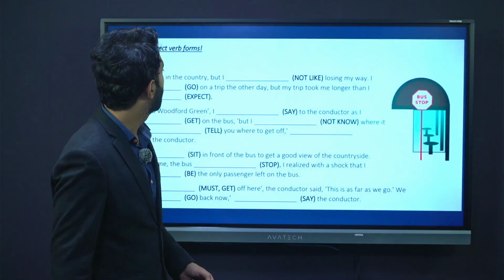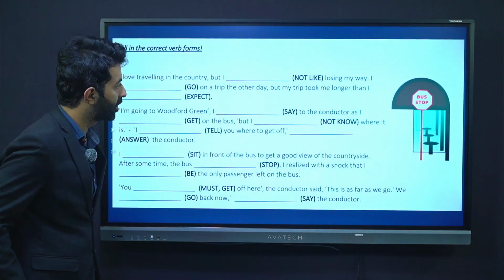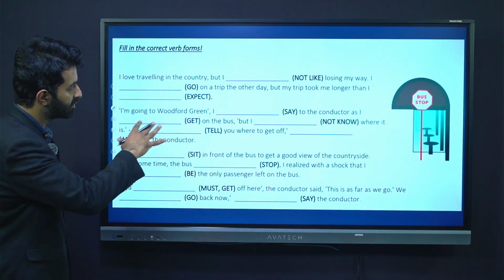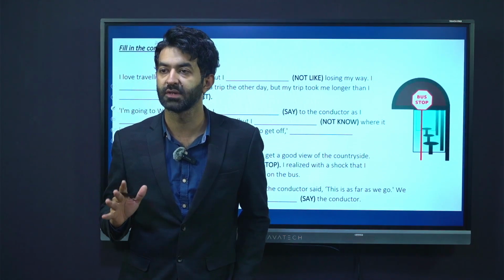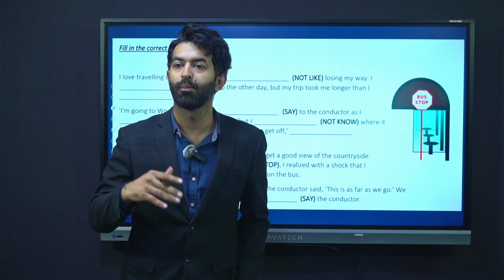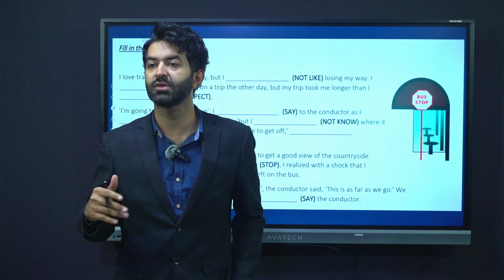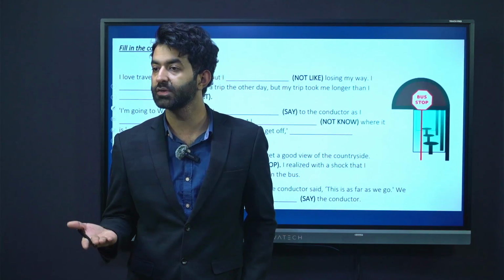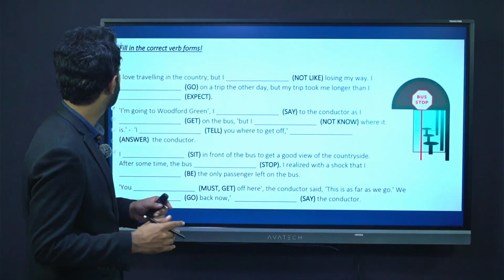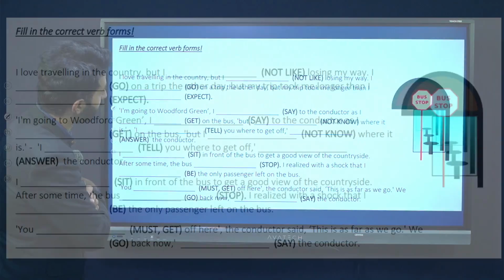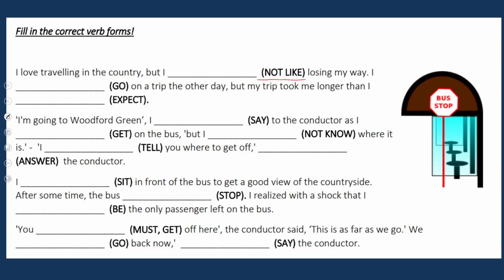So let's quickly fill in the correct verb forms. So this is a very comprehensive and collective kind of activity where you have to test all of your knowledge of previous tenses जो हमने पढ़े थे. Past tense, past simple, perfect continuous, and also present perfect, present simple, perfect continuous. All right. So let us start. You can see these hints given in the brackets. I love traveling in the country, but I not like losing my way.